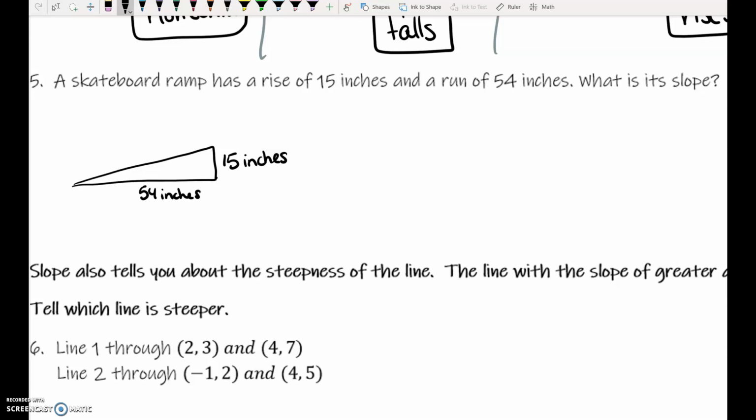What is its slope? It seriously tells you rise over run. So 15 over 54. Grab your calculator, see if you can simplify that fraction. I don't know that you can. Oh, hey, you can. That ends up being 5/18.